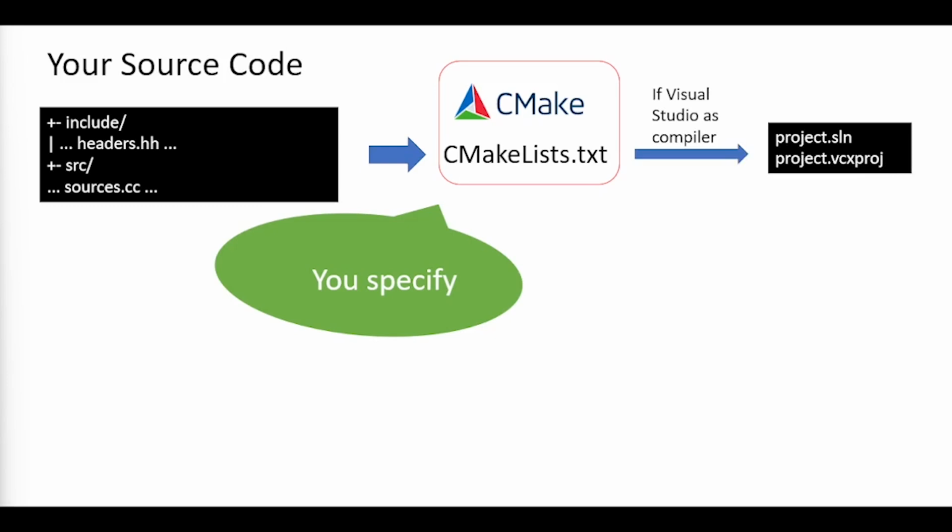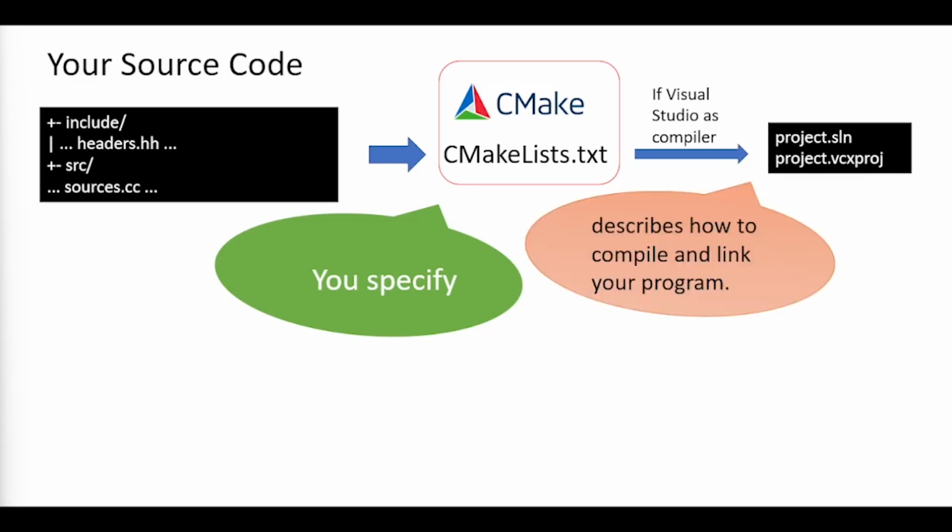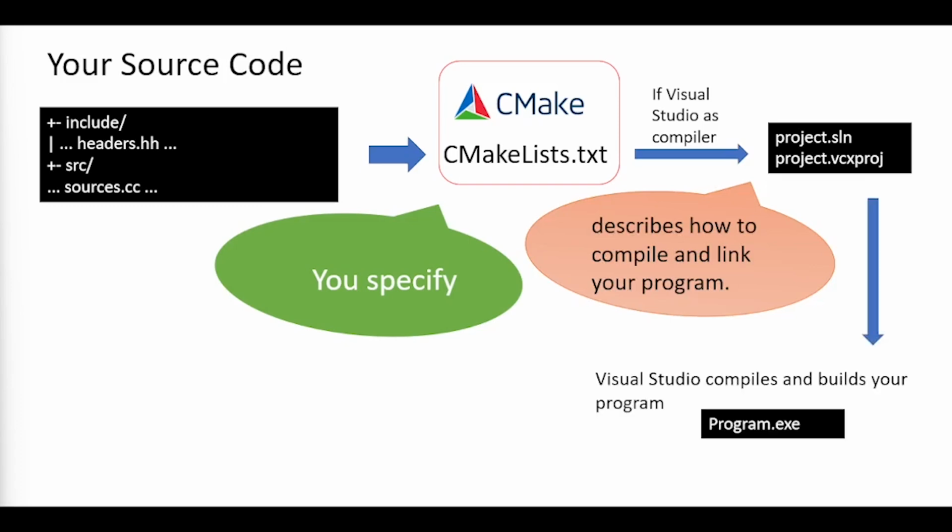First, what CMake will do for Windows machines is that it will take Visual Studio as a compiler. For example, you can use other ways as well, and it will generate some other new files, and this describes how to compile and link your program. So Visual Studio will compile and build your program and make an executable which you will be able to run.